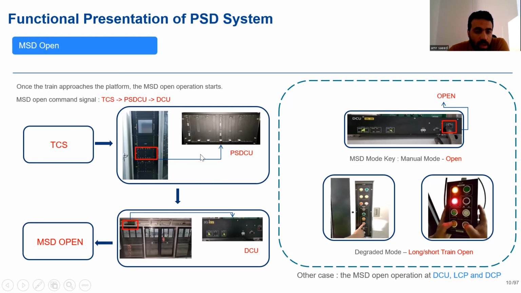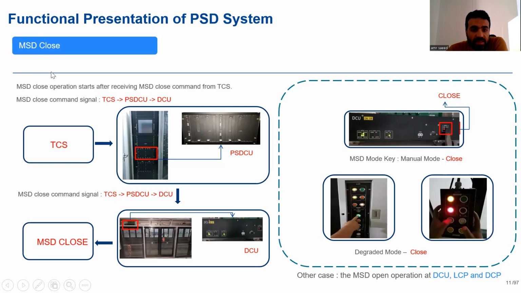However, if there is any problem in the automatic operation, you can open or close the MSD in 3 ways. You can open the DCU, door control unit, and open the MSD, or you can open and close the MSD with the local control panel, which is located on the platform, and also with the driver control panel, which is located on the track side. So we have 3 manual ways to open MSD: DCU, LCB, DCB.